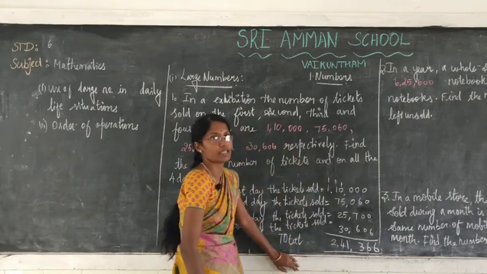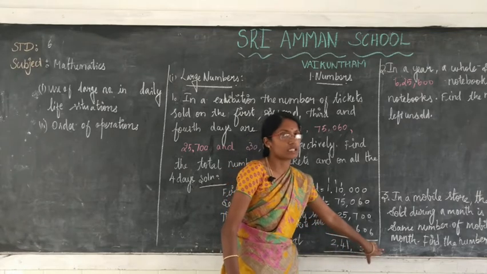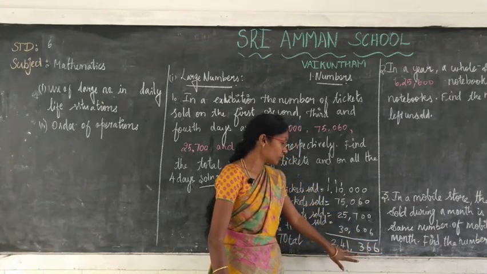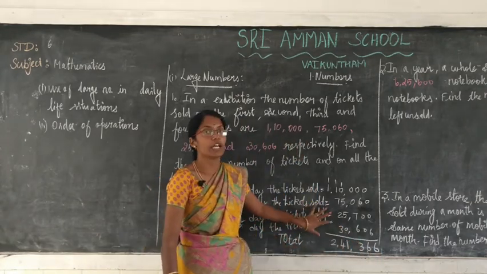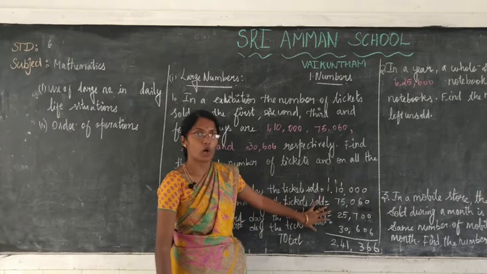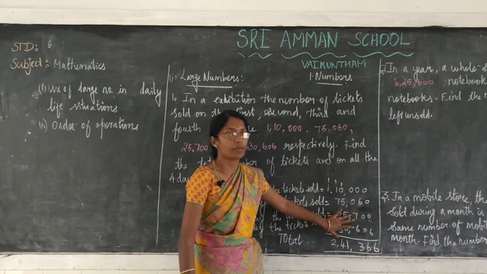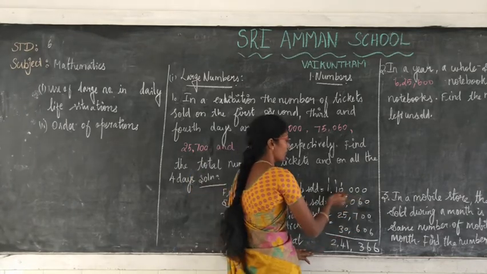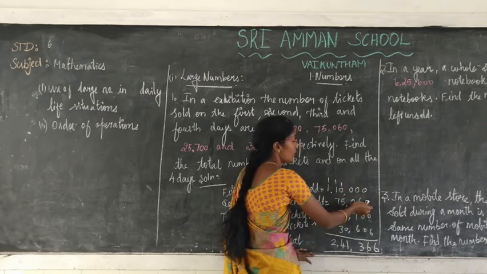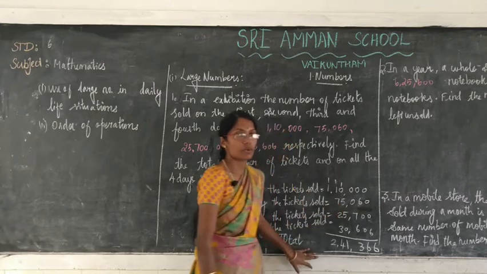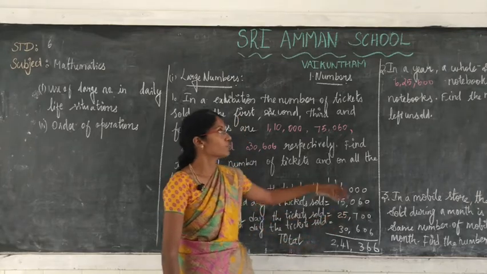How many total tickets did they sell? 2,41,366. They sold 2,41,366 tickets. Are you all clear about how to add large numbers? You have to arrange the numbers accordingly so that you are not confused. Write the numbers from the end to the beginning so that it is clear. So let us move to the next question.